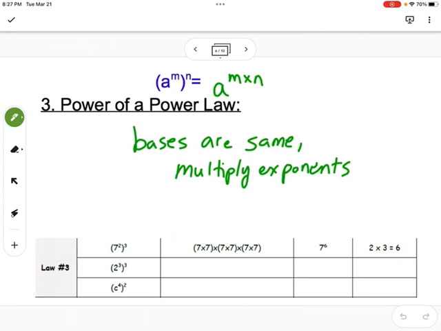Next, we have power of a power. This is where we only have the one base showing, and we have two exponents that are side by side. That means we're going to multiply our exponents.